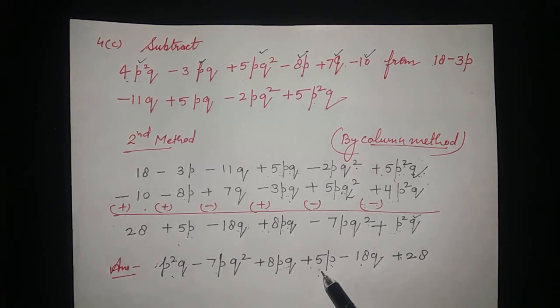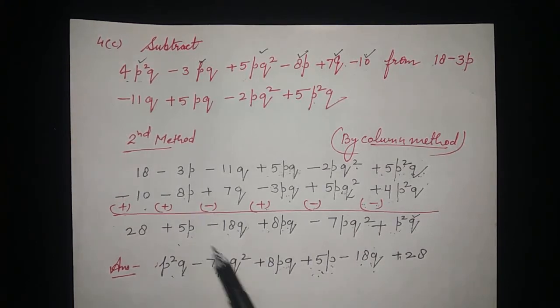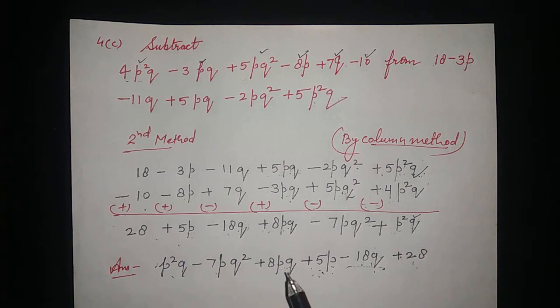This plus 5p we will write now. Now minus 18q we will write after 5p. After 5p what we will write? Minus 18q. And this plus 28. Okay. So after arranging the terms in descending order of their degrees, we will get this result. P square q minus 7pq square plus 8pq plus 5p minus 18q plus 28.